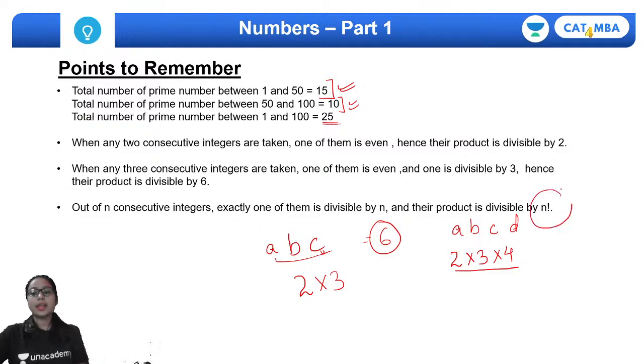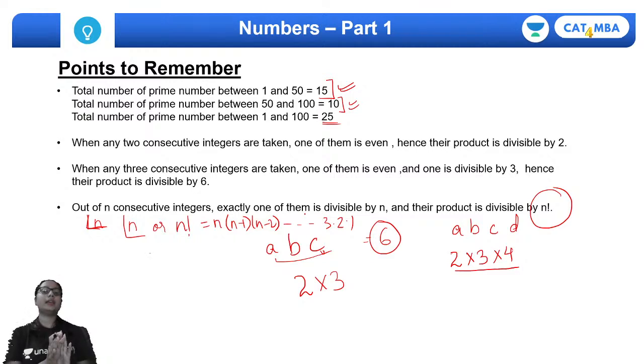Now what is factorial n? Factorial n is defined in this way, with this notation, or you can write it with the exclamation mark. We multiply all the numbers from n, n minus 1, n minus 2 till the number 1. All the numbers from 1 to n are multiplied, and that is how we get the factorial of n. So if you multiply n consecutive integers, their product is always divisible by factorial n. Please take a note of this and write down all these points. This will be very useful while you solve questions.